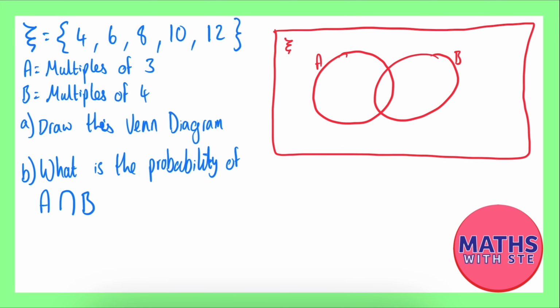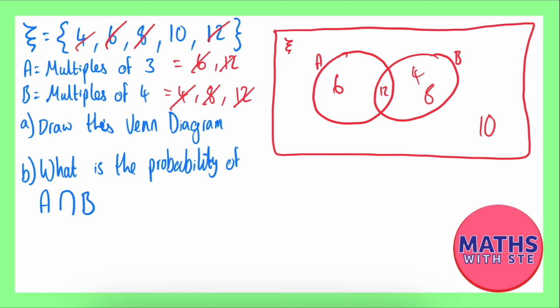So, what is in A and B? Well, multiples of 3 in this one are just going to be 6 and 12, aren't they? 3, 6, 9, 12, yeah, 6 and 12. And multiples of 4 are going to be 4, 8, and 12. Great. So 12 is the only thing that goes in both. Cross it out, put it in the middle. A has 6, cross it out. And B has 4 and 8, cross them out. And 10 is the only one without a home, so put that there.